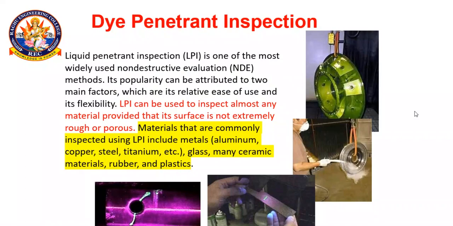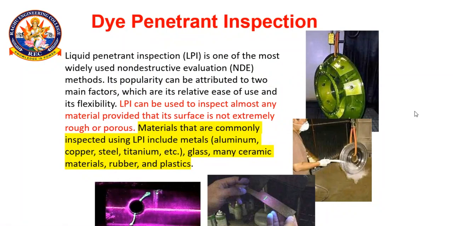It is also called fluorescent dye penetration testing, because here you can see some figures under the fluorescent light. It is also called liquid penetration inspection, one of the most widely used non-destructive evaluation methods. It is a primary test to find out defects in the material. LPI, or liquid penetration inspection, can be used to inspect almost any material, provided its surface is not extremely rough or porous.